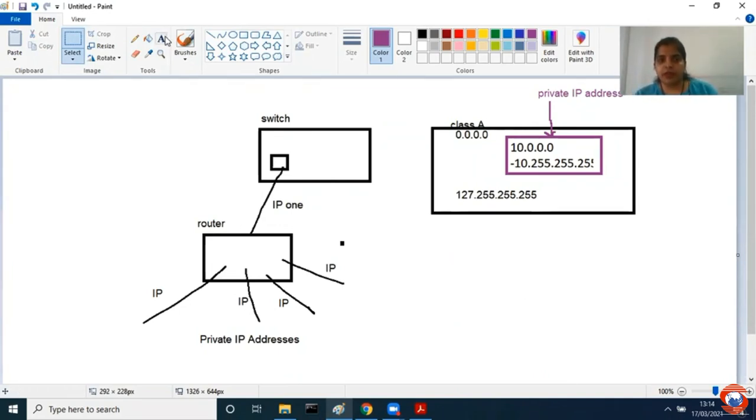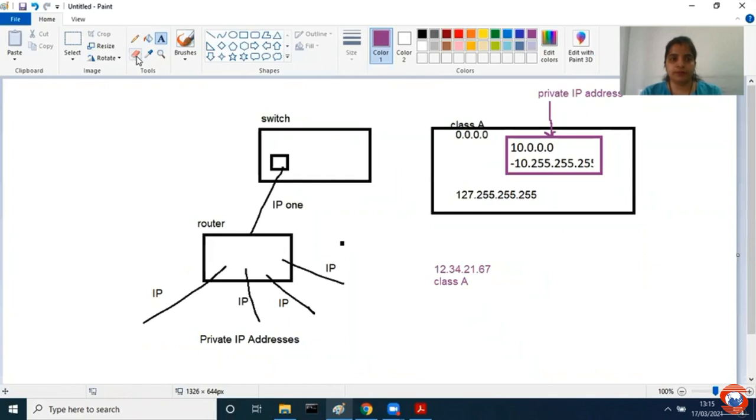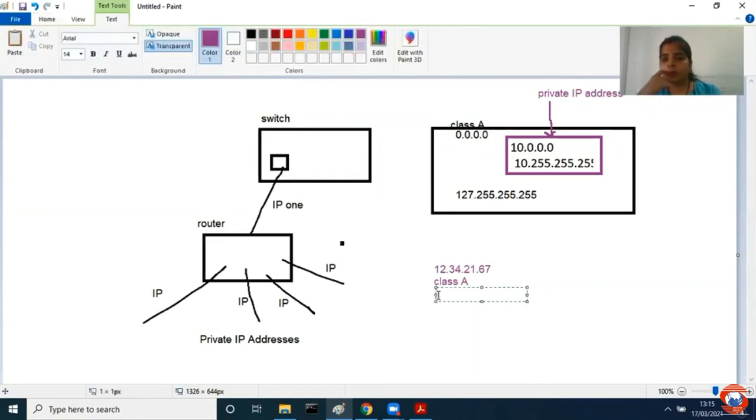If I ask you, can you please tell me, let us say 12.34.21.67, which class does it belong to? Class A. कैसे पता चला? 12 से पता चला. ठीक. Now the next question is, it's not negative, it's positive. It's range 2. This to this. ठीक है? Now, can you please tell me, is it a public IP address or a private IP address? Public IP address. Good.